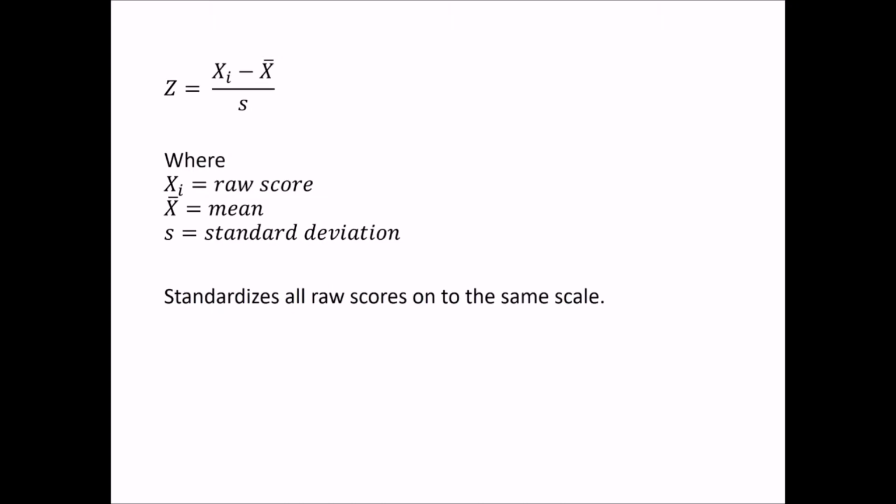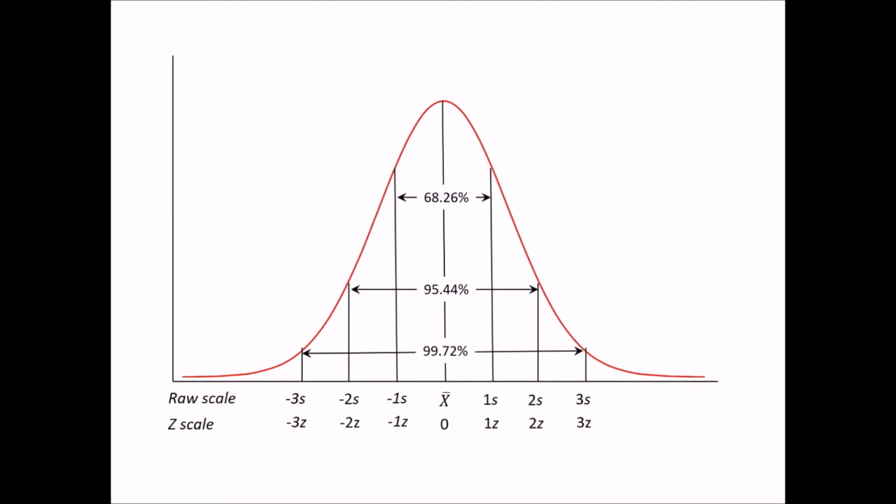So let's take a look here at the z-score formula. We have the raw score as indicated by x sub i, minus the mean, divided by the standard deviation. And what this does is it standardizes all raw scores on the same scale. Let's compare that to the normal distribution. As you can see, a z-score of 1 directly corresponds to a standard deviation of 1. A z-score of 2 equals a standard deviation of 2, and so on. And so the mean equals 0, standard deviation of 1.